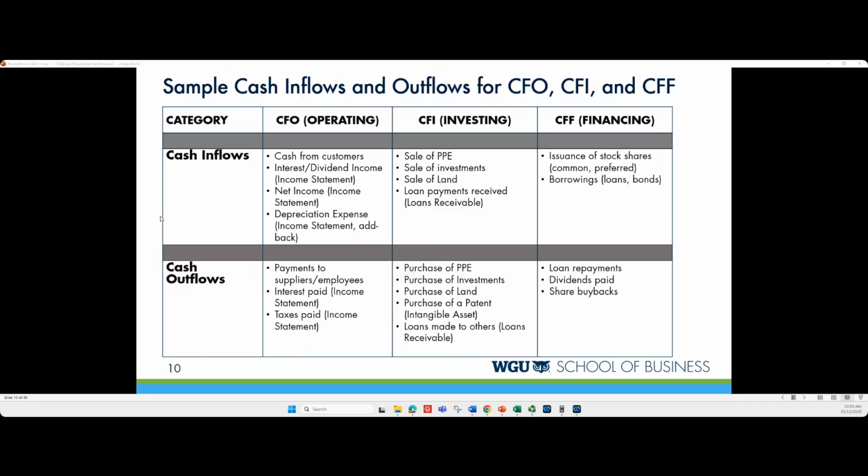So here are some sample transactions of what you might see in each section of the balance sheet for cash inflows and cash outflows. And we won't go into all these in detail, but we've described some of them. This is a good slide to just take a look at to have some perspective of what is going to happen in each section of the cash flow statement that will result in cash inflows or cash outflows.